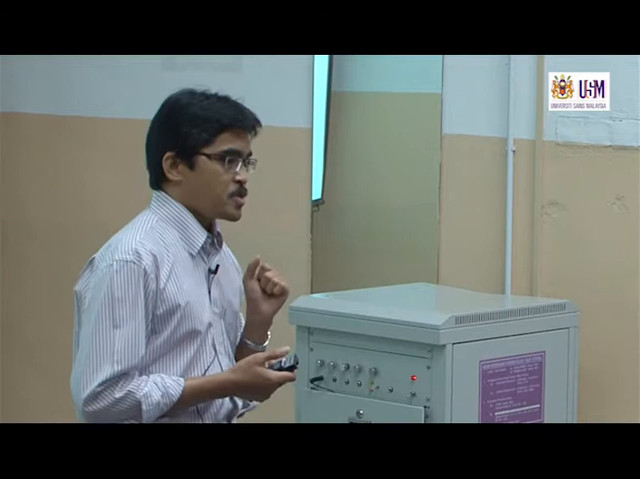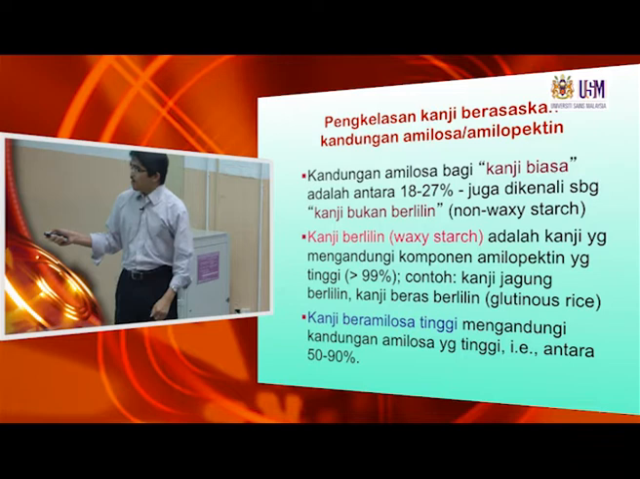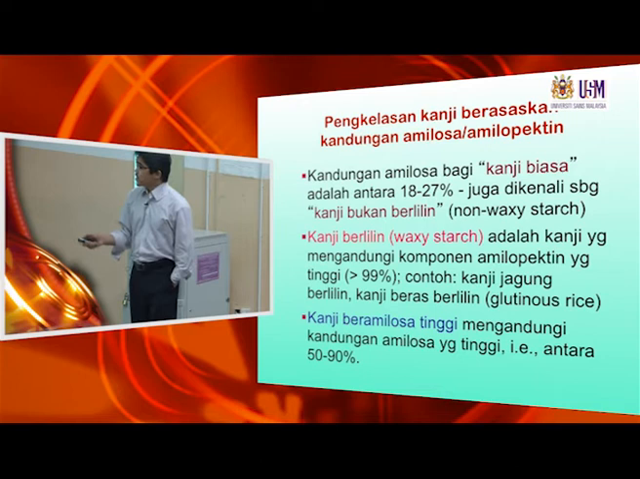And usually the sticky kind of starch contains more amylopectin, and they are also known as waxy. The reason why they are known as waxy is that if you look at the grain, some of the cereals contain a high amount of amylopectin. When you look at the grain, it looks translucent, looks like wax, looks like lilin. That's why they are called kanji berlilin. And they contain a very high amount of amylopectin, more than 99%.